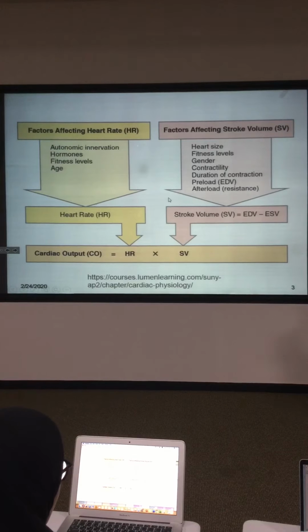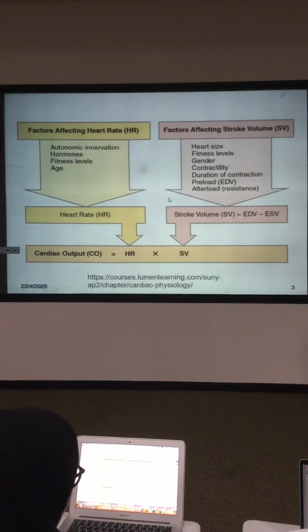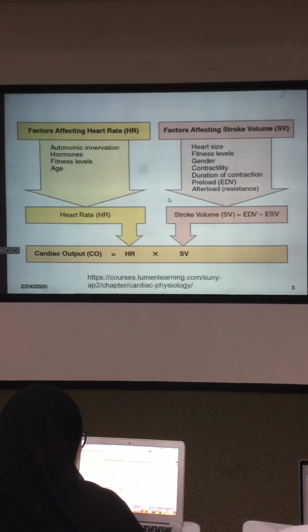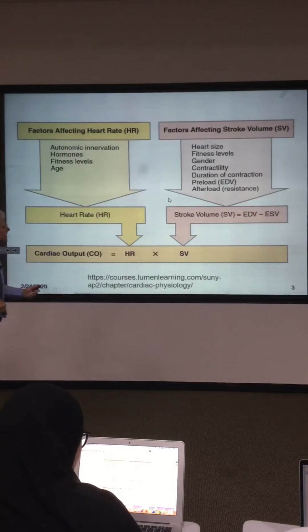Fitness levels, again, male-female differences. Contractility, we'll talk about that in a few moments. Duration of contraction. We'll talk about preload. Preload is the amount of blood that fills the heart. In other words, that's responsible for the end diastolic volume. Where does it come from? It comes from the venous return, doesn't it? Superior, inferior vena cava, feeding blood to the right side of the heart. The more blood that's fed to the right side of the heart, the more will be the preload, and the more will be the end diastolic volume.